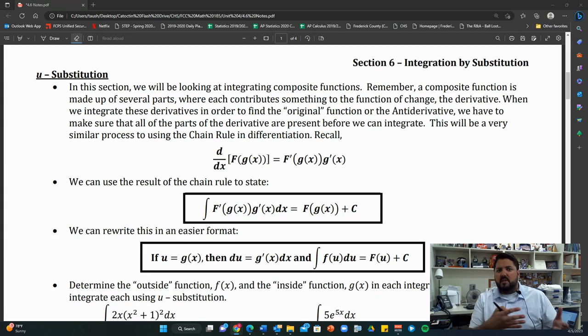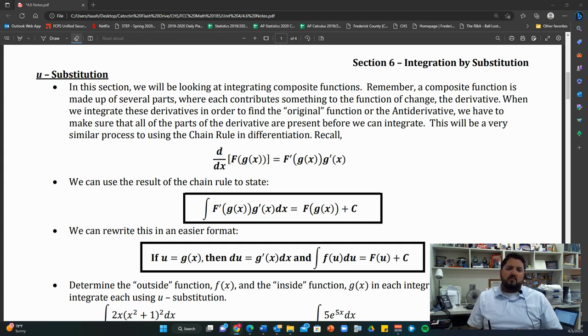So when we did that with derivatives, we used something called u-substitution. So that's going to pop back up here. So the focus for today is we're going to be integrating composite functions. So again, a composite function is made up of several parts. Each thing's contributing to that function of change, the derivative.